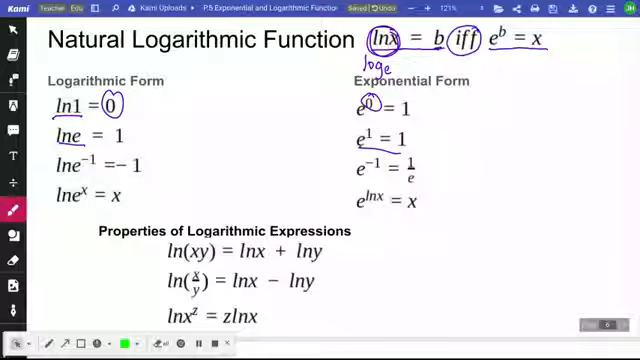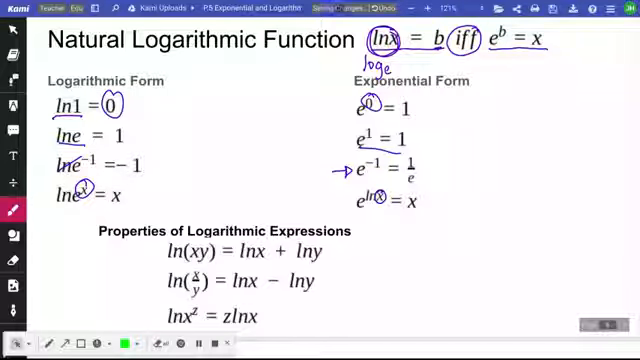Okay, natural log of e to -1 is just -1. Again, they're inverses of each other, so I kind of think of it like canceling. This cancels and it leaves me with -1. Okay, this is that same property we used before, though, where it goes down below. All right, natural log of e to the x is just x. E to the natural log of x is just x.